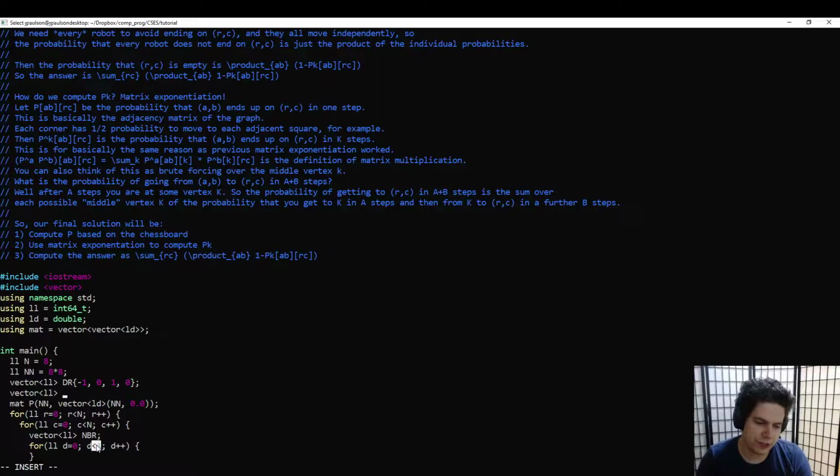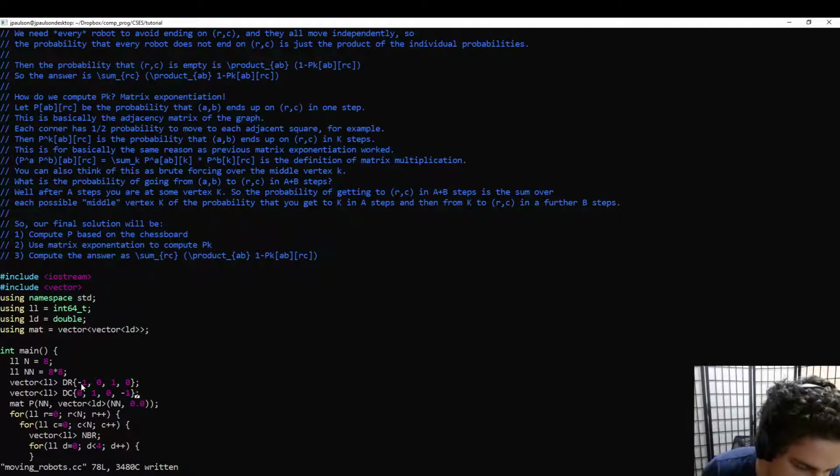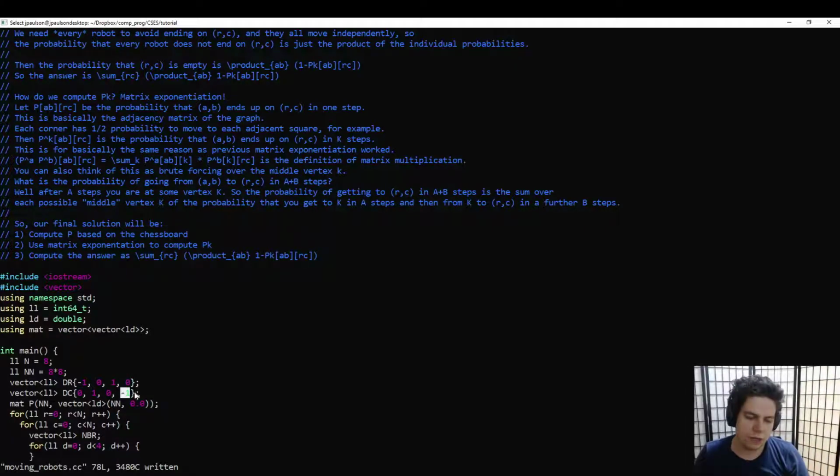So there's 4 directions, which I like to use this sort of system for. I'll explain what this means. Direction 0 is going to be up, which means you go -1 rows and 0 columns. Direction 1 is right, 0 rows, 1 column to the right. Direction 2 is down, so that's 1 row down, 0 columns. And direction 3 is left, which is 0 rows and 1 column to the left.